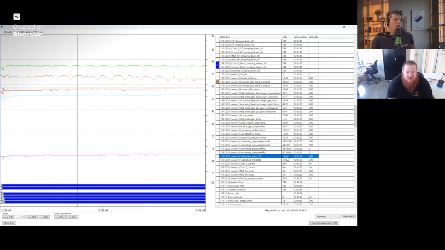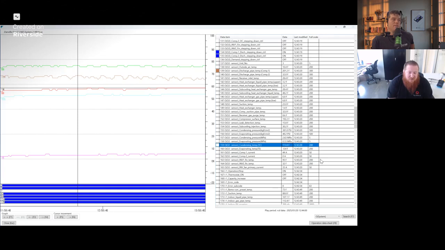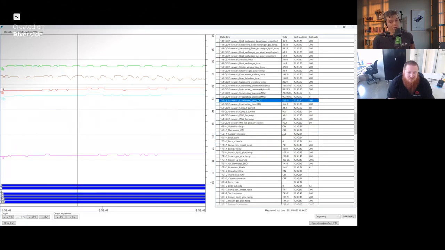Scrolling. All right, and we are at 113. Okay, so what does that tell us? It seems to have decent subcooling back to the outdoor unit. Yes, we have decent subcooling at the actual indoor unit.